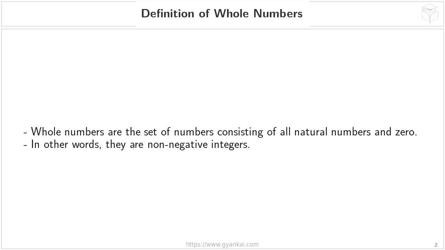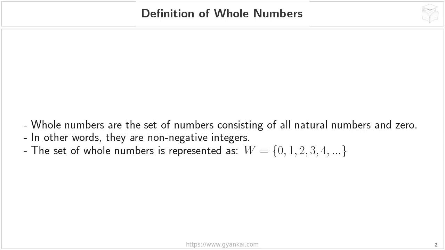The next line clarifies this a bit further. It says that whole numbers are, in other words, non-negative integers. Now, non-negative simply means not negative, and an integer is a whole number, no fractions or decimals. So, non-negative integers are numbers like 0, 1, 2, 3, and so on. They can be positive or 0, but never negative.